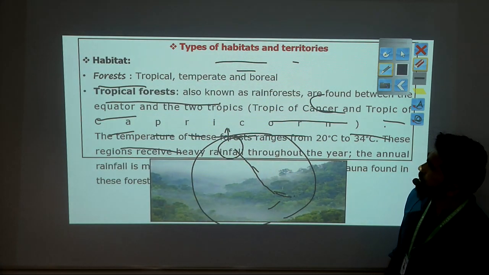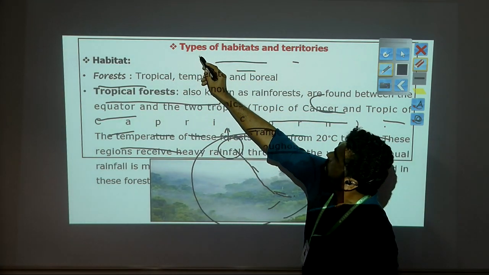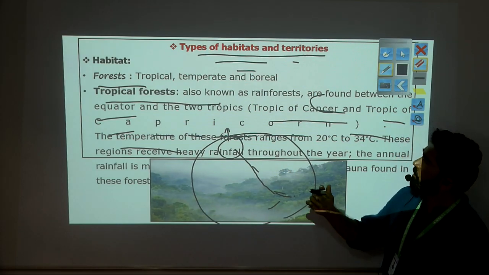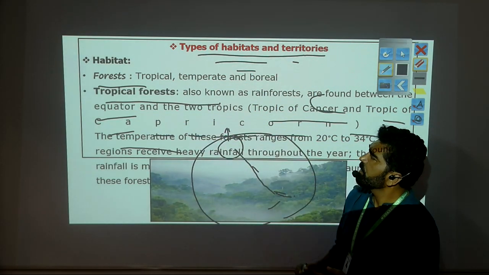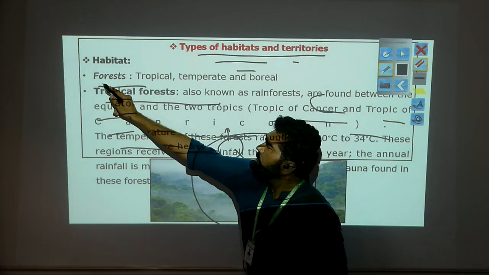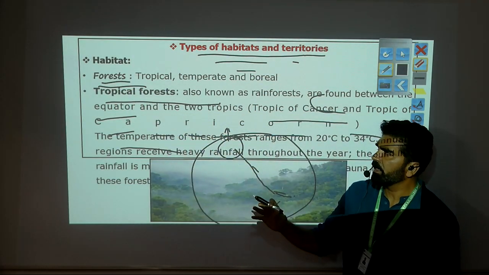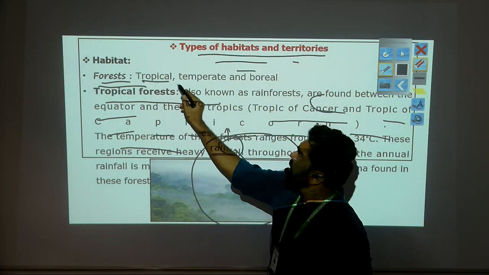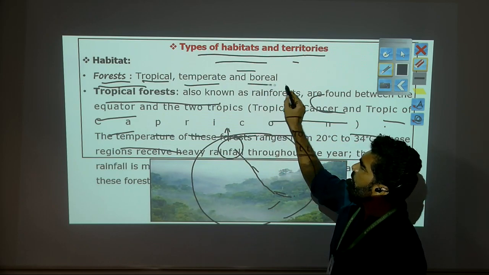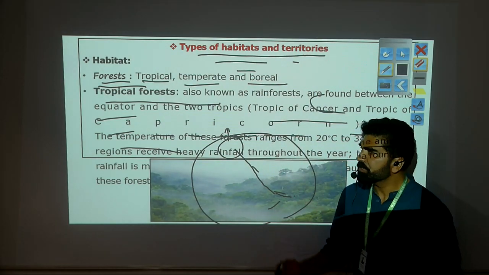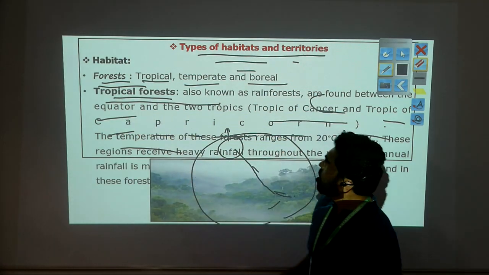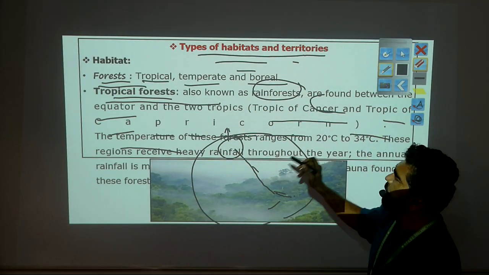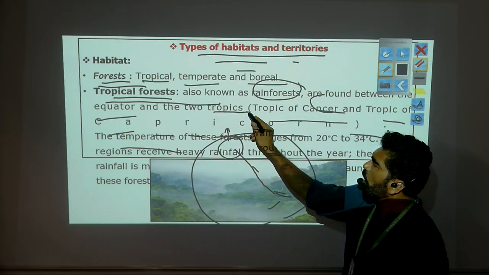Let us see the next. When you see the types of habitats and territories, the habitats are divided into various types. The forest is the first habitat. There are a variety of forests present on this earth. First is the tropical, then the temperate and the boreal. Just see the first, the tropical forest. Tropical forest is also known as the rainforest. They are found in between the equator and the two tropics.